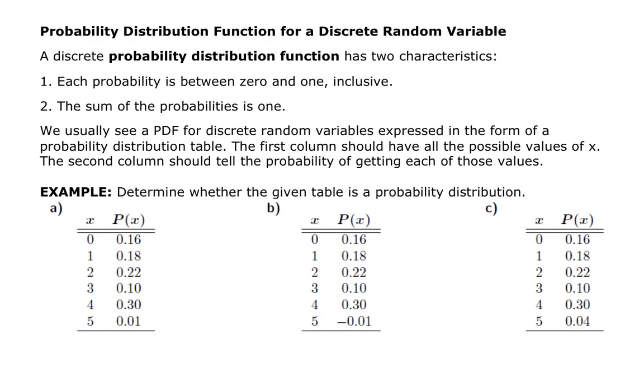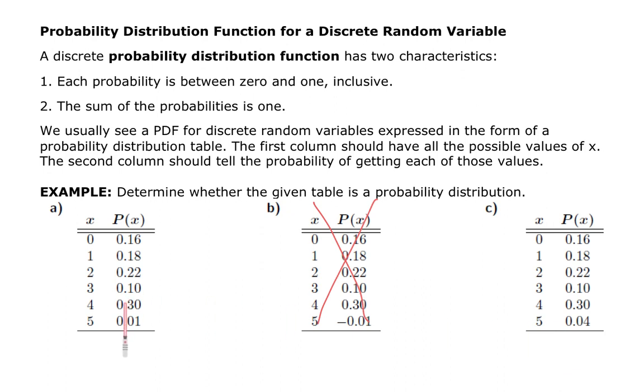So let's take a look at what that means. Well, here is a table. From these 3 tables, we have to determine whether or not these are probability distribution tables. I know that B, right out of the gate, just by glancing at it, is not a probability distribution table, because the probability has to be between 0 and 1. So we know that isn't going to work.